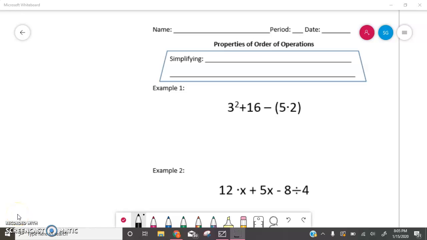Hello, ladies and gentlemen. Today you are going to be learning about the properties of order of operations. Before we do that, make sure that you have your name, period, and date, please.